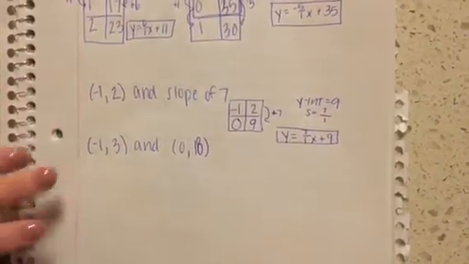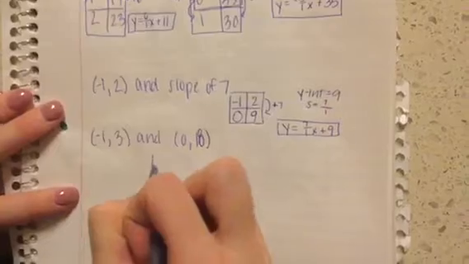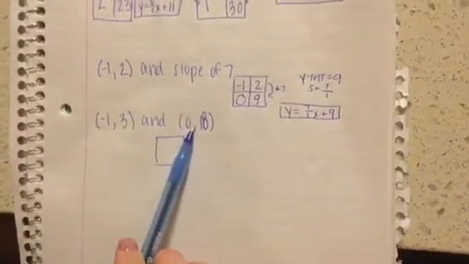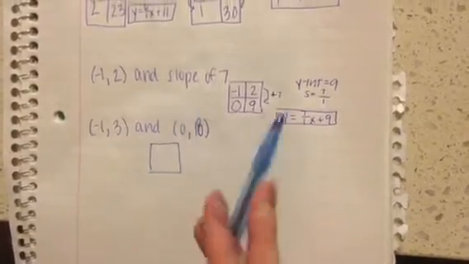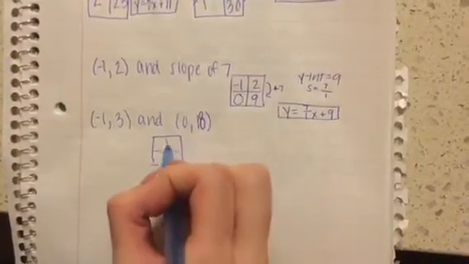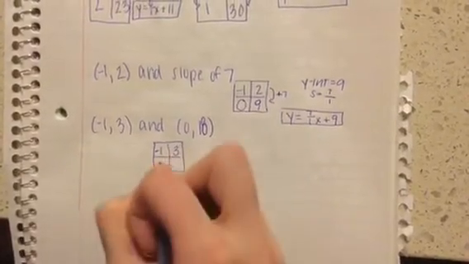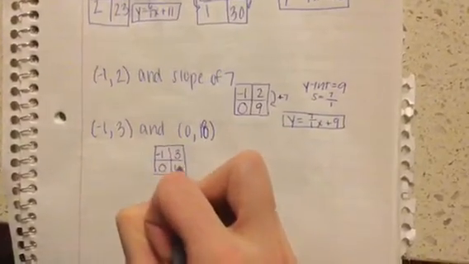Let's look at our last description. Again, if it helps you, make a table. The difference with this one is it's giving us a second point, compared to this one, which just gave us our slope. So I'm going to write in my first point of negative 1, 3, and my second point of 0 and 18.